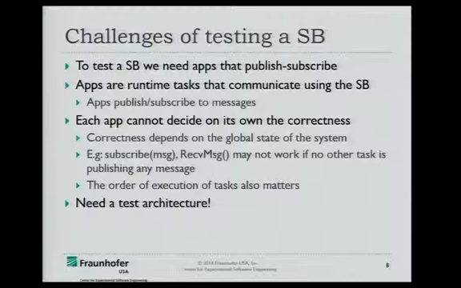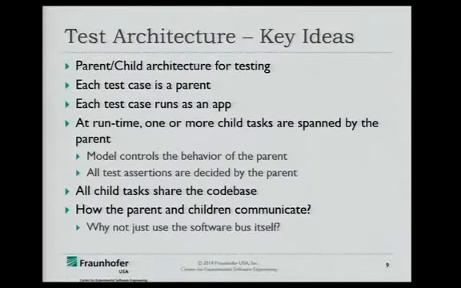So that's a problem. Correctness depends on the global state of the system, and the order of execution of the tasks matters. That's why we need a test architecture to test these kinds of systems. So we thought about an architecture style, sort of a style to test publish-subscribe, multitasking systems.